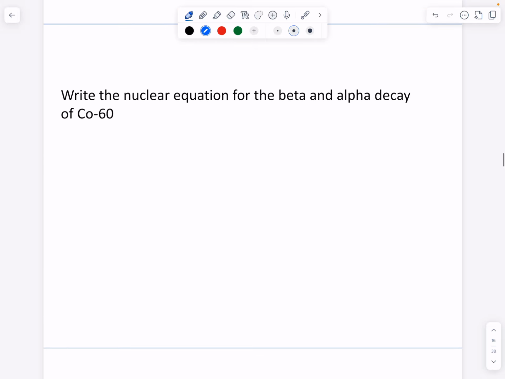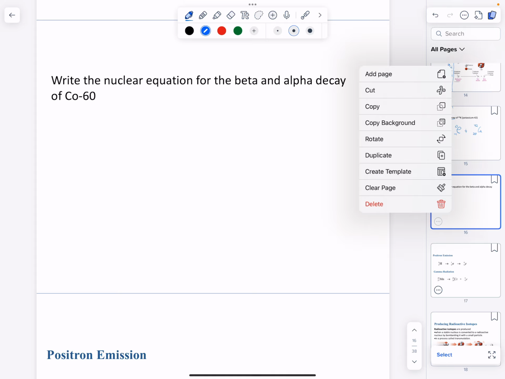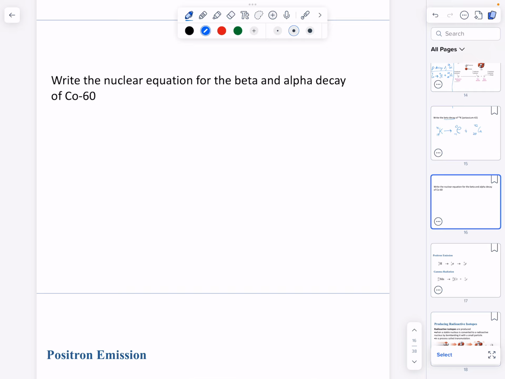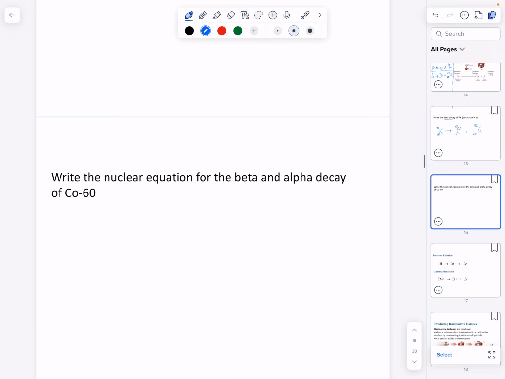Write the nuclear equation for beta and alpha for cobalt 60. Actually, we already did that. Just check the 2 slides previous to this. Let me leave it like that, so now it's time for you to do it by yourself, and you can verify your answers with what we just did here.